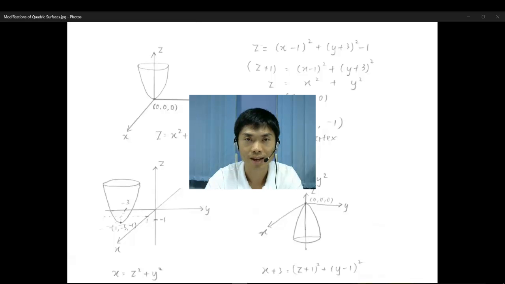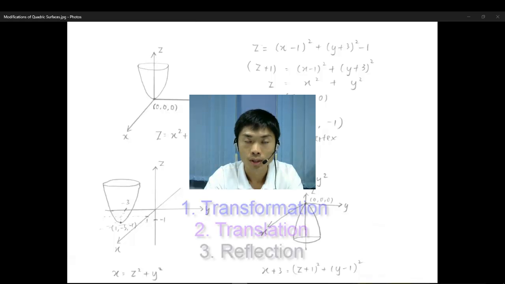Hello, welcome back everyone. In this video, I'll show you some of the modifications that you can carry out on the quadric surfaces. All this while, the quadric surfaces that you have been looking at are in their standard form. Now, there are three modifications that we can carry out on the quadric surfaces. The first one is transformation, second is translation, and the third is reflection.